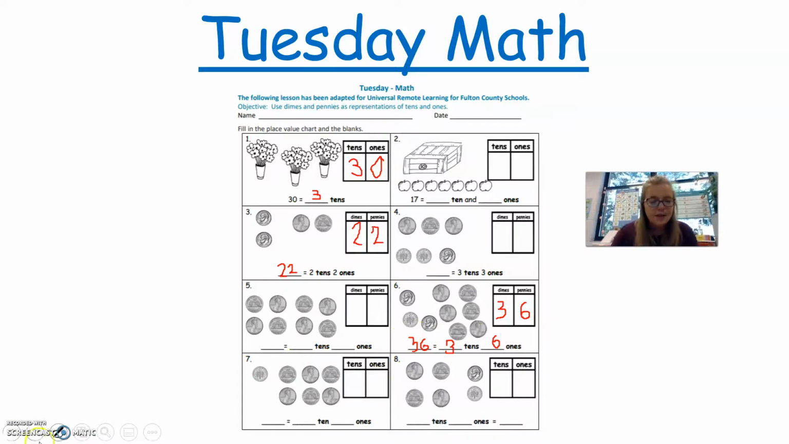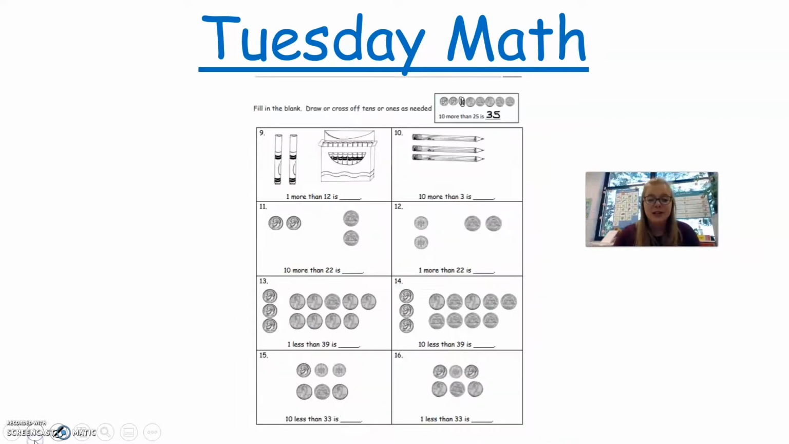Okay, on this paper I want you to do the rest by yourself. Push pause, and then when you're ready, hit play and go to the next paper, the next slide too. Alright, so this one we're going to do 1 more, 1 less, 10 more, 10 less. Remember, you can cross out or draw as needed, okay? So let's see here. I'm going to do this one with you.